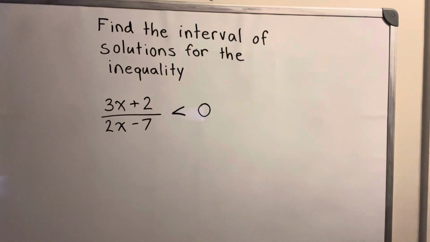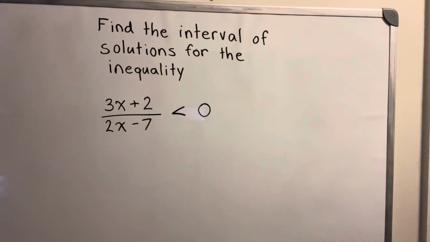This problem says, find the interval of solutions for the inequality (3x + 2)/(2x - 7) is less than 0. So how would you go about solving this problem? Think what you know about fractions. If the numerator and denominator are both positive, then what's the sign of the fraction? Positive divided by positive is positive, right? Now, what if the numerator and denominator are both negative? Then the fraction will be positive.